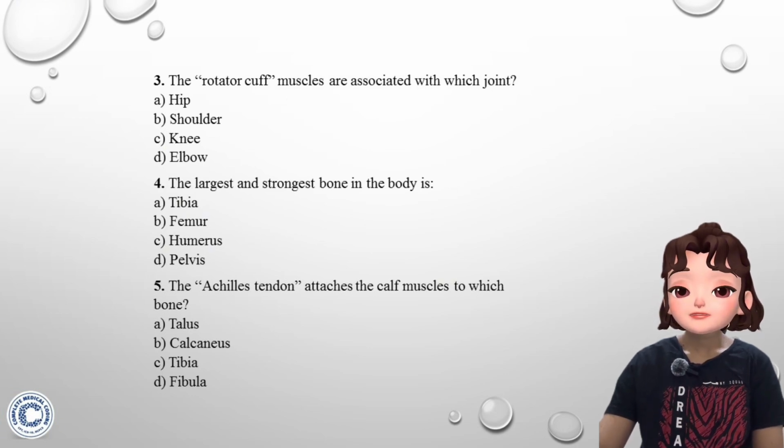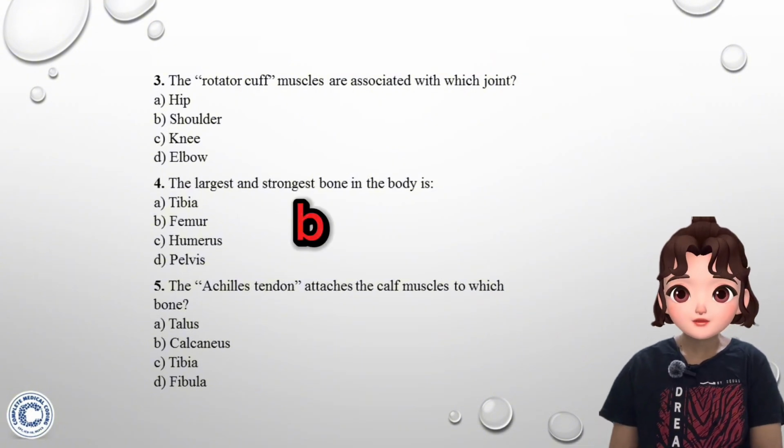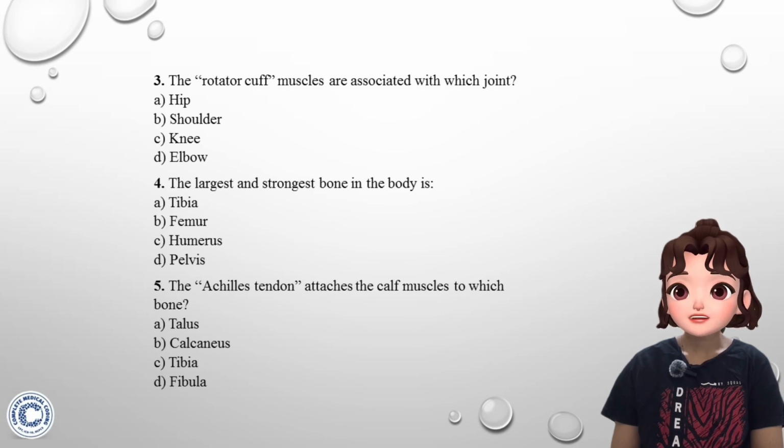Now, fourth question. The largest and strongest bone in the body is? Options: tibia, femur, humerus, pelvis. Which is the largest and strongest bone in the body? Answer is femur. Option B, femur is the answer. That is the largest and strongest bone in the body.